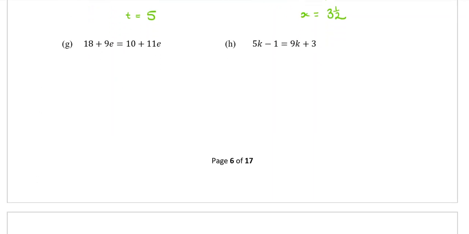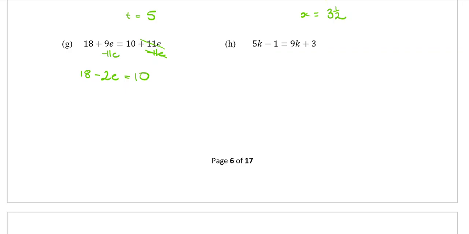G. I want to move the 11e so that all the letters are on the left. So I'm going to subtract 11e, keeping it underneath the e's on both sides of the equation. So keeping this in order, I have 18 first, then I have 9 take away 11 is a negative 2, negative 2e equals 10.